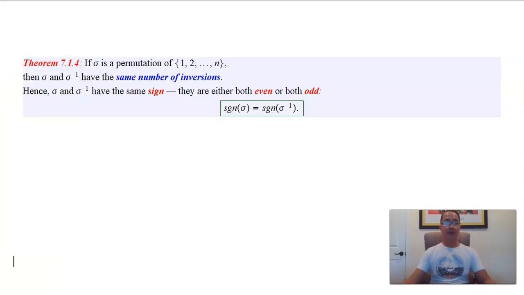All right, so we just discovered the first of 2 important properties of permutations. If sigma is a permutation of 1 through n, then sigma and sigma inverse have exactly the same number of inversions. Therefore, sigma and sigma inverse have exactly the same sign. They are either both even or they are both odd. The sign of sigma is exactly the same as the sign of sigma inverse.